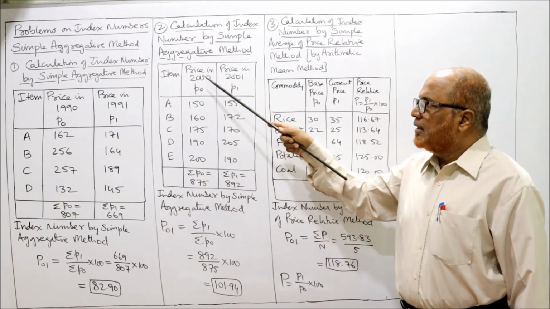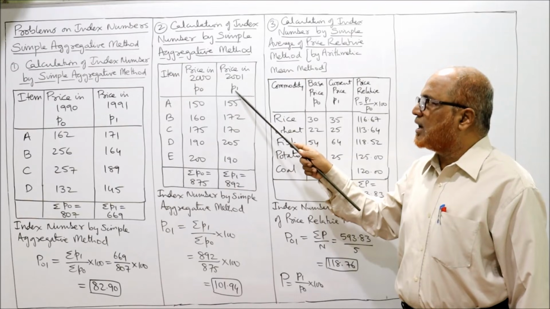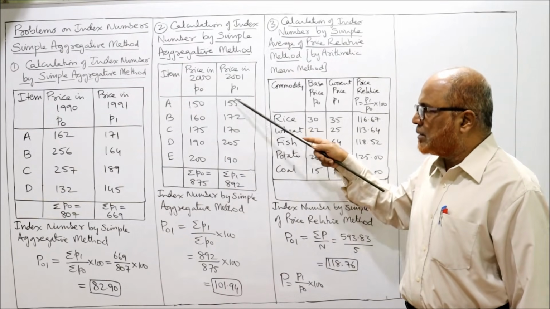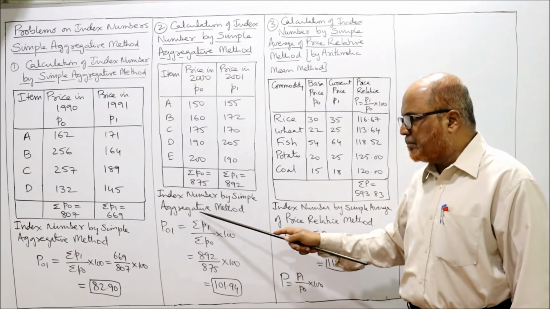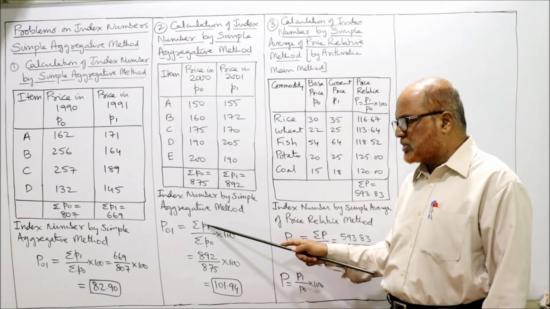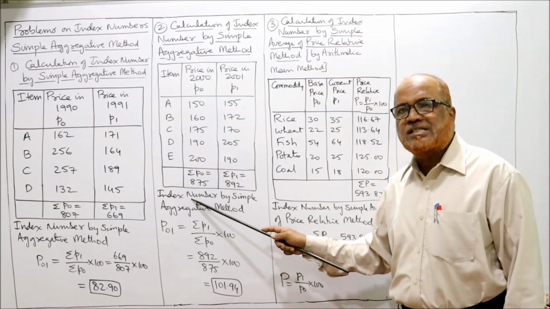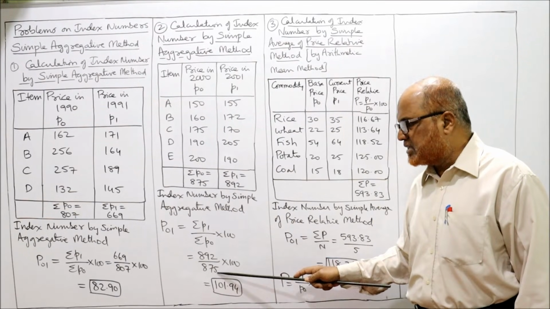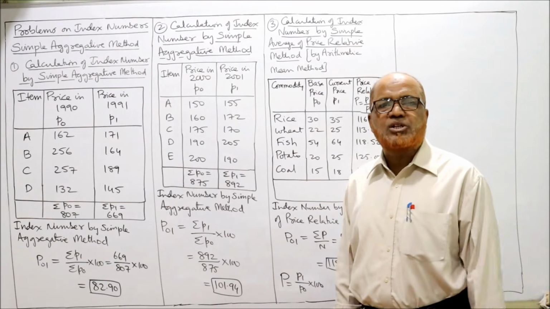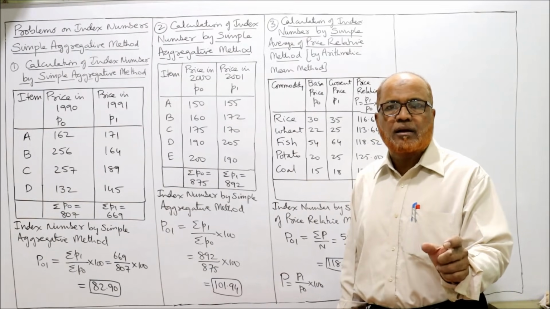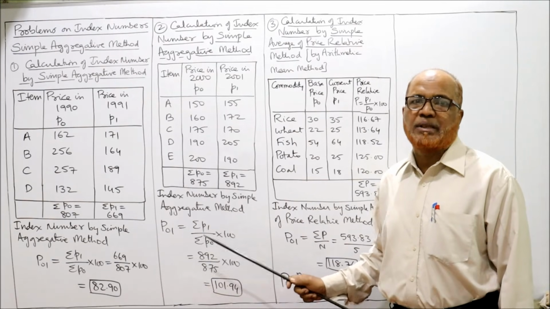Items are A, B, C, D, E. The price in 2000, P0, base year price. Price in 2001, current year price. All the prices are given, base year price, current year price. Take the total, summation P0, summation P1. Index number by simple aggregative method. Formula P01 is equal to summation P1 by summation P0, aggregate of current year price divided by aggregate of base year price. So 892 divided by 875 into 100, 101.94. This is the price index of current year 2001 compared to base year according to simple aggregative method.